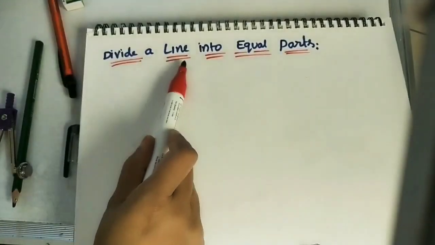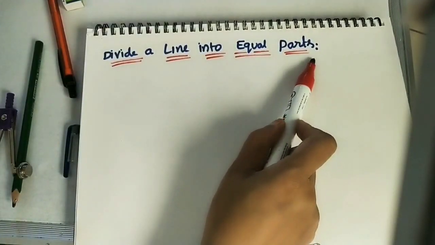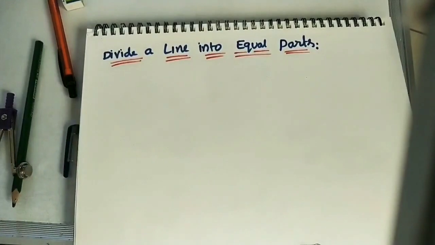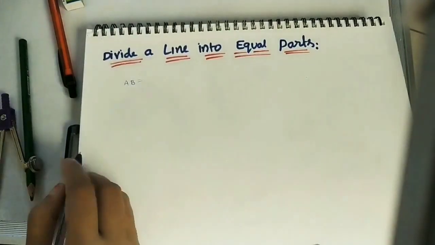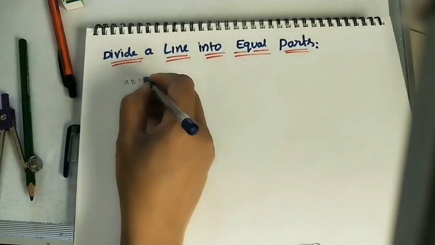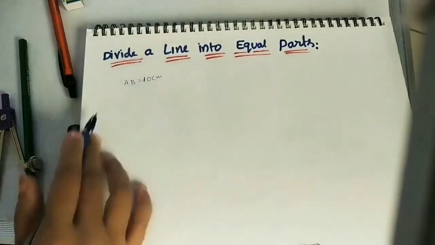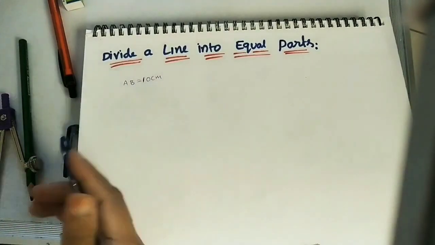Next one is dividing a line into equal parts. Let us assume one line is given, AB line of some length. Let us take it is some 5 centimeter, or I am taking a little bigger, 10 centimeter line is given. We have to divide this into 6 equal parts.